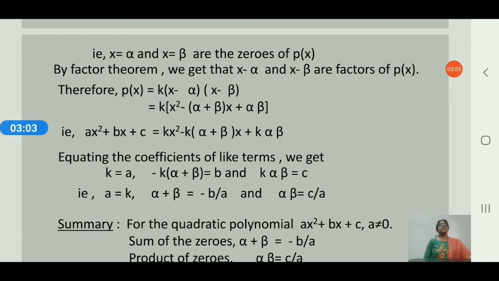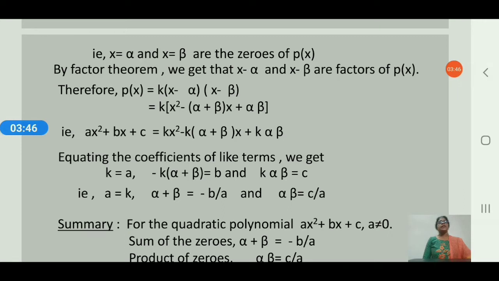Then by expansion we know what x minus a into x minus b is, that also we studied. We are just remembering x square minus a plus b into x plus ab. In the same way we can write x minus alpha into x minus beta. How will you write? K into x square minus alpha plus beta into x plus alpha into beta, using that identity. Hence we can write ax square plus bx plus c as kx square minus k into alpha plus beta into x plus k into alpha beta.